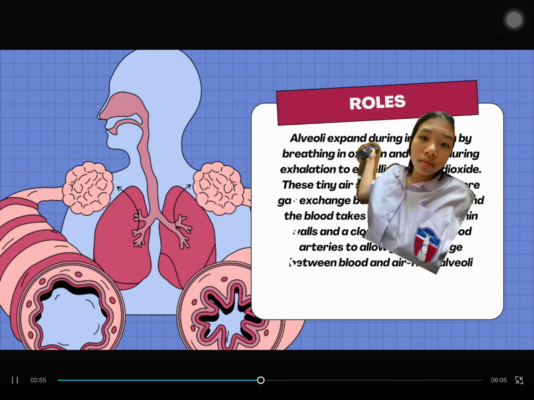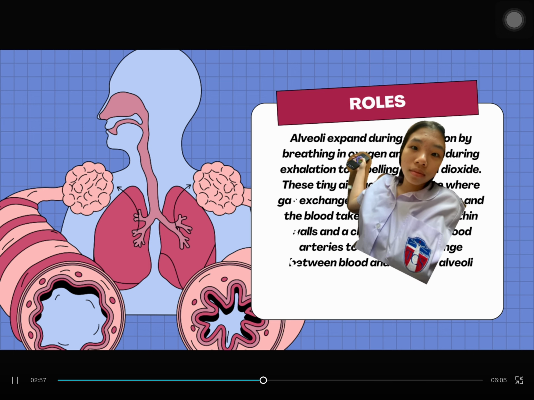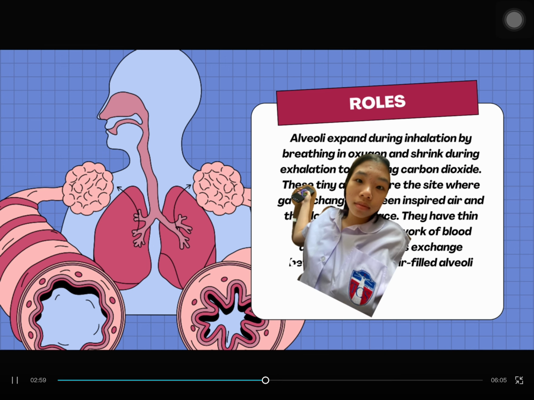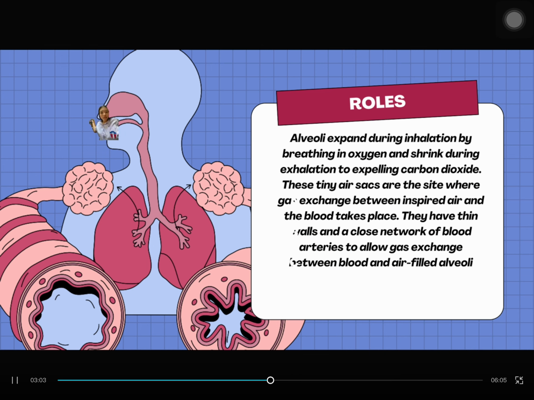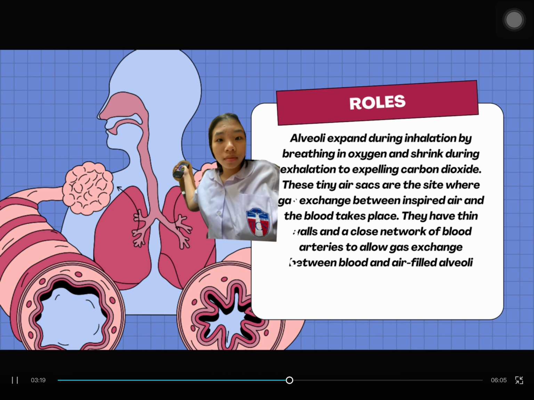It will expand during inhalation by breathing in oxygen that will go through to the bloodstream and travel to the tissues throughout the body. Then it will shrink during exhalation to expel carbon dioxide. These tiny air sacs are the site where gas exchange between inspired air and the blood takes place. They have thin walls and a close network of blood vessels to allow gas exchange between blood and air-filled alveoli.